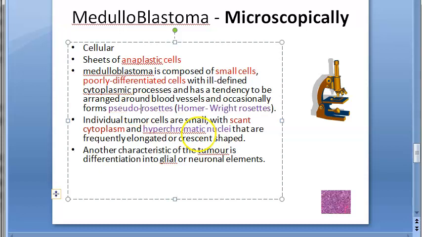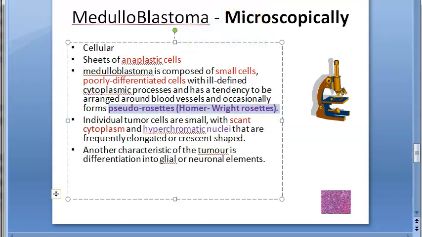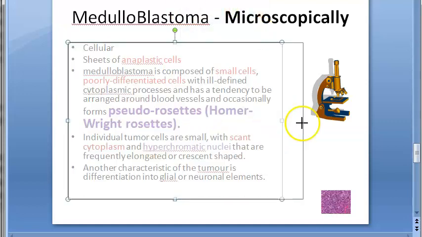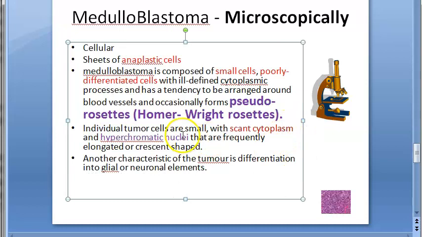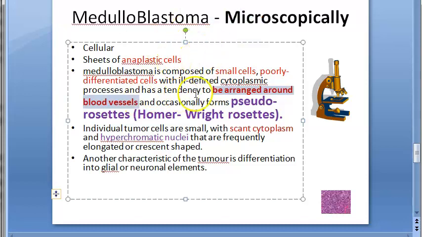pseudorosettes. Guys, this word is very important, or Homer Wright rosettes. Very important. Pay attention here. This is a very important word you will write for medulloblastoma. Pseudo-rosettes, Homer Wright rosettes. So basically medulloblastoma is composed of small, poorly differentiated cells with ill-defined cytoplasmic processes and has a tendency to be arranged around blood vessels. Remember? And they form pseudo-rosettes, Homer Wright rosettes.